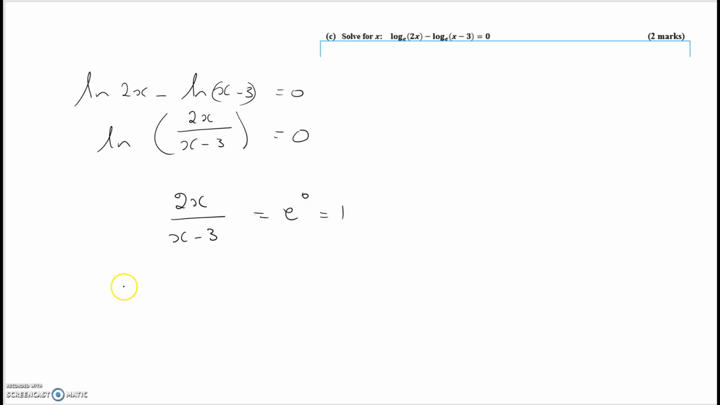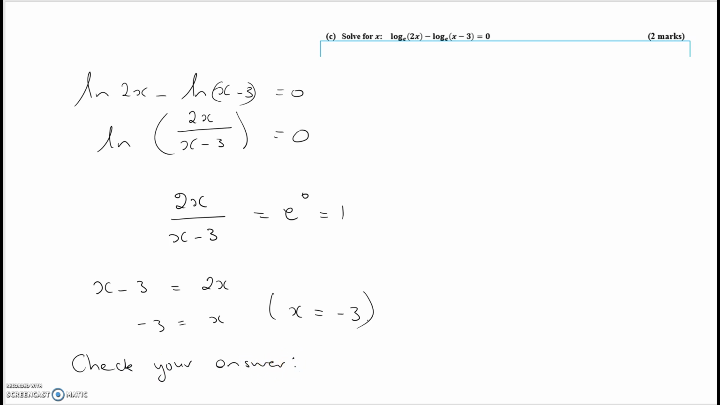Now I'm going to cross multiply. x minus 3 times 1 equals 2x. Negative 3 equals x, or x equals negative 3. Now check your answer. Because we have a problem.